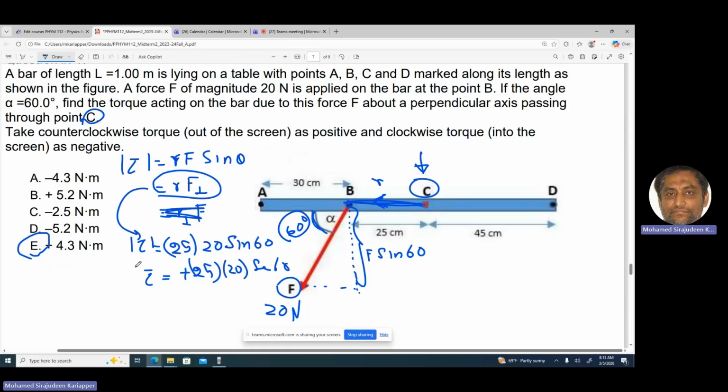Right. Now, imagine you put your finger on C, so you're not letting C move, because I want to talk about the point C. So imagine this is the rod, and I am putting my finger on C, then the force is on this side. Which direction, from your point of view, is counterclockwise? Counterclockwise is positive.